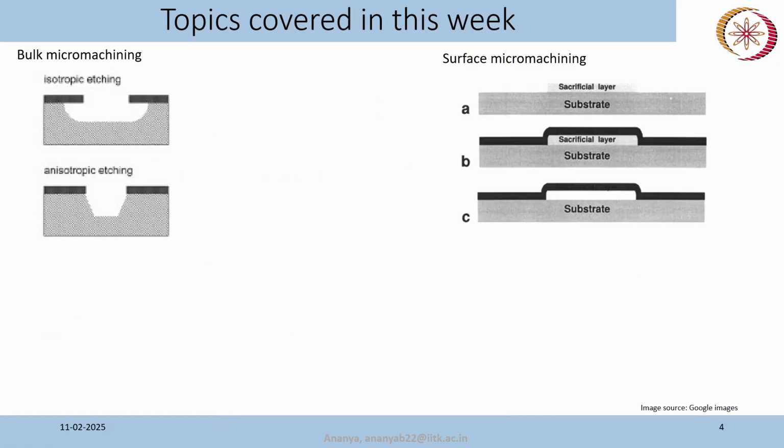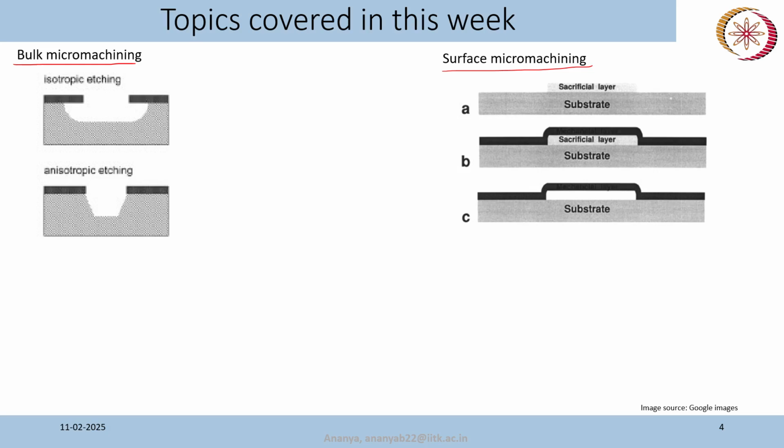So in this week, micro machining was also discussed. We know that there are two types of micro machining technique. One is bulk micro machining, another is surface micro machining. So what is micro machining in this context? It is removal of material. In case of bulk micro machining, we remove a significant bulk portion of material.